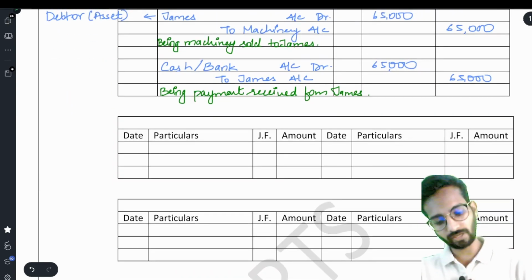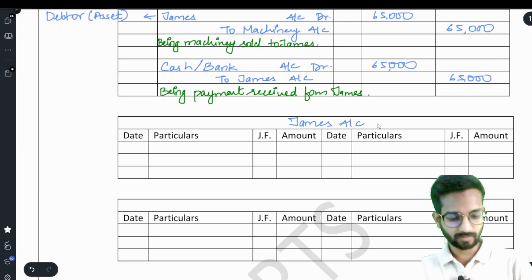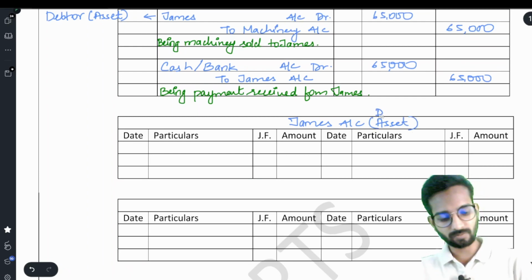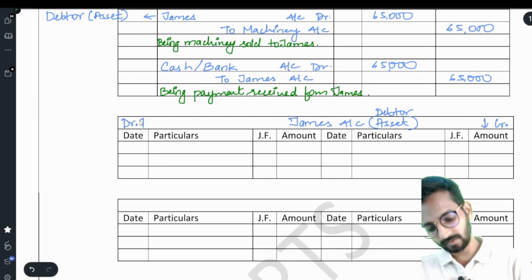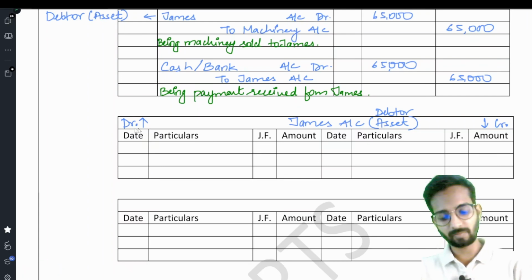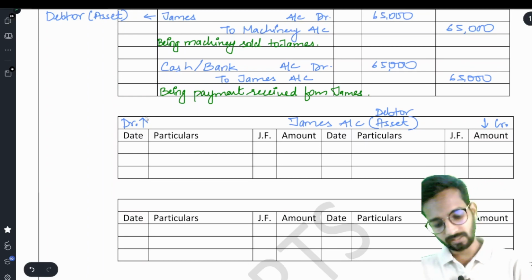Now I will prepare the ledger account for James. Just please look at it very carefully. James account. James is an asset, and to be very specific, who is James? James is our debtor. This is the credit side, this is the debit side. Because it is an asset, the debit side will increase. If it increases, then we will debit it. James account debit. So our first entry goes like James account debit, by which account? To machinery.